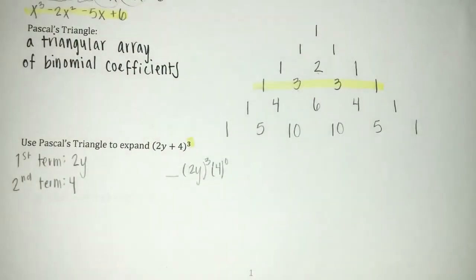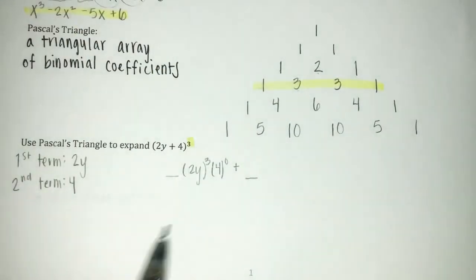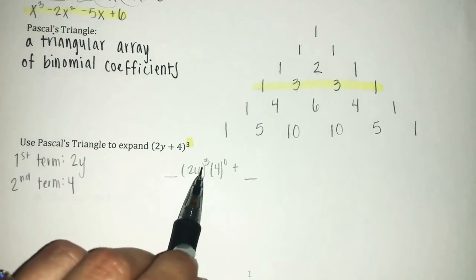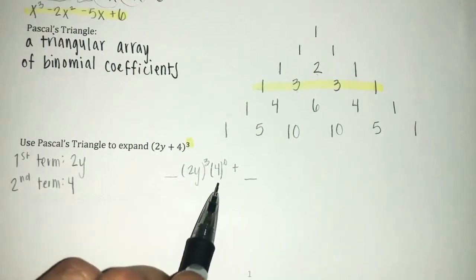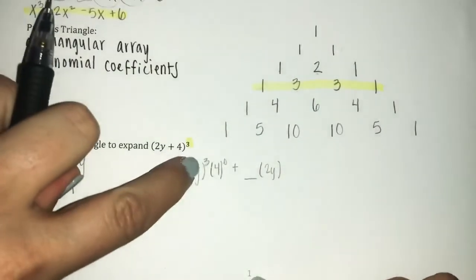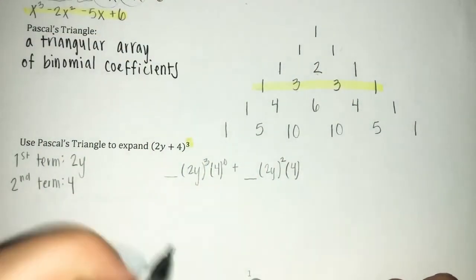So you don't technically need to write that because anything to the 0 power is 1, but just so we can start to see the pattern. And then I'll move on to my next term. I'm going to leave a space for my coefficient. And then as we go across, the exponents on the first term go down, and the exponents on the second term go up. So next it'll be 2y to the second power, so it'll go down from 3 to 2. And then 4 to the first power, it'll go up from 0 to 1.